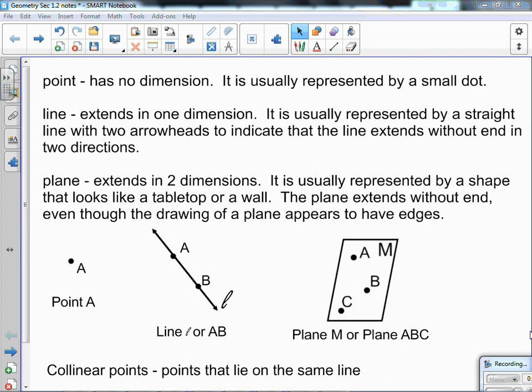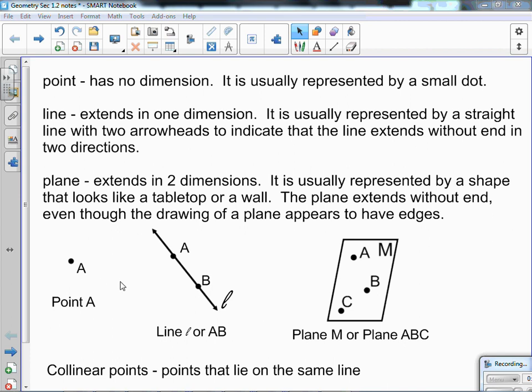All right, so here we are, section 1.2, starting off with a few definitions. A point is going to be something that has no dimension. There's no length, no width, no depth. It's usually represented by just a small dot. Right here we have a representation of that. Got point A, a small dot representing the point, and then a label of A for that.